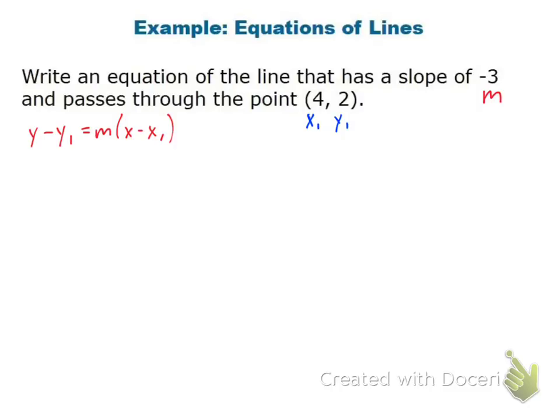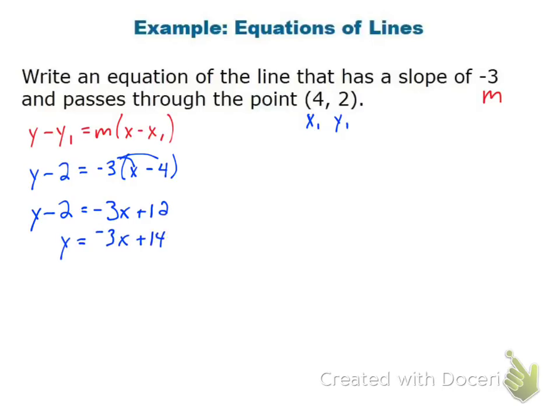So when I plug this in, I'm going to go y minus my y coordinate, which is 2, is equal to -3(x minus my x coordinate, which is 4). From there I can distribute, get y minus 2 is equal to -3x plus 12, and then add the 2 to the other side, y is equal to -3x plus 14.